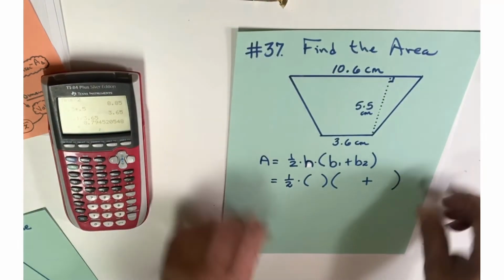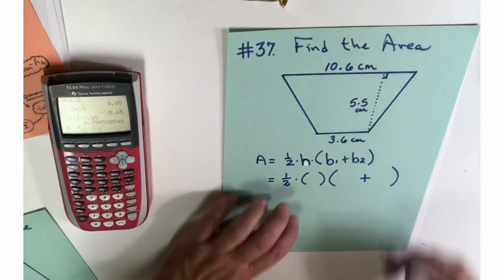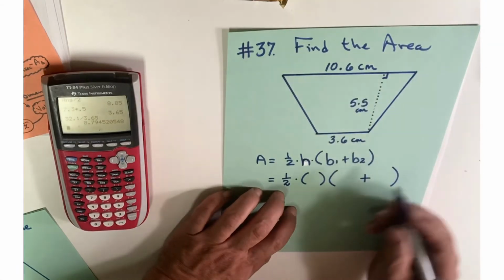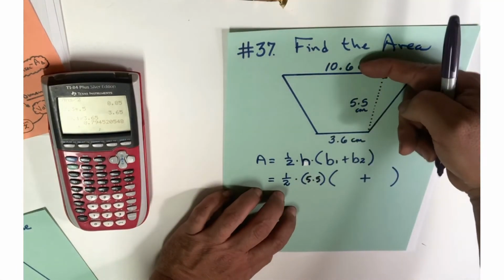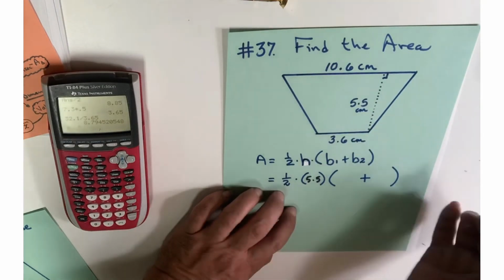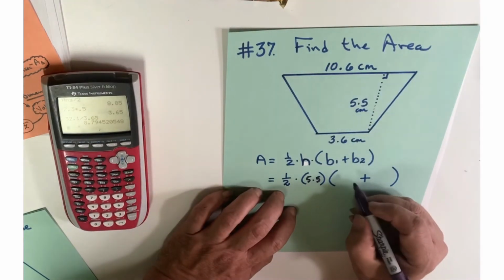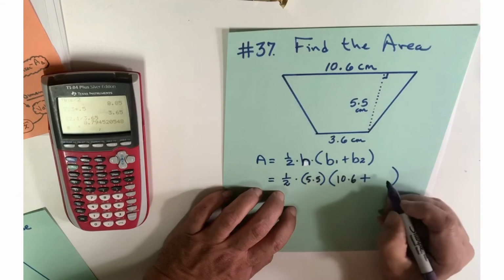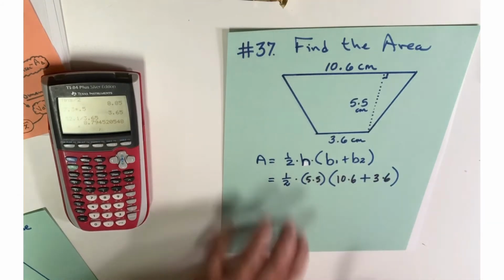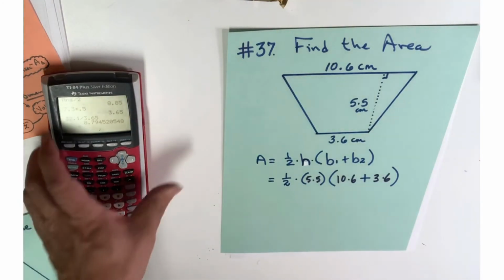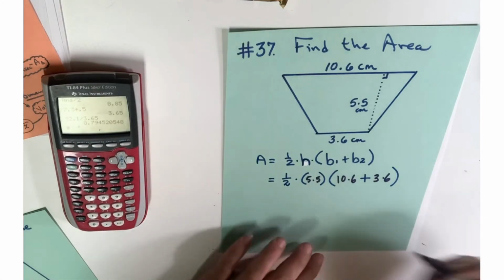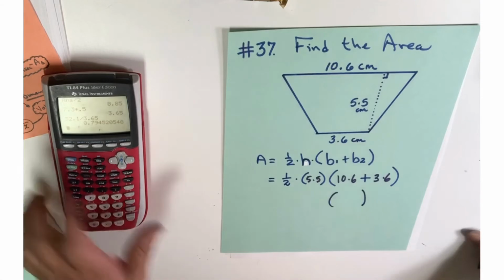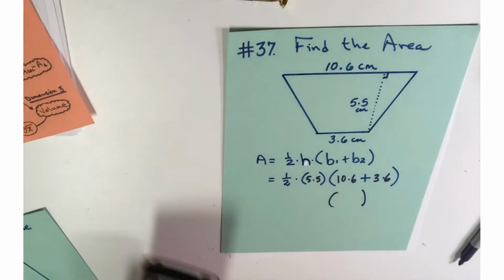So here goes number 37. The height is the one with the right angle, so 5.5. And then the two bases are 10.6 and 3.6. It does not matter which is base 1 or base 2. Because I am adding, all I have to do is put them both inside the parentheses. And as you already know, parentheses always go first. So let's go find out what 10.6 plus 3.6 is.